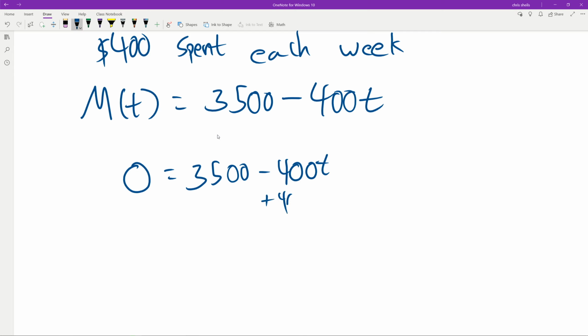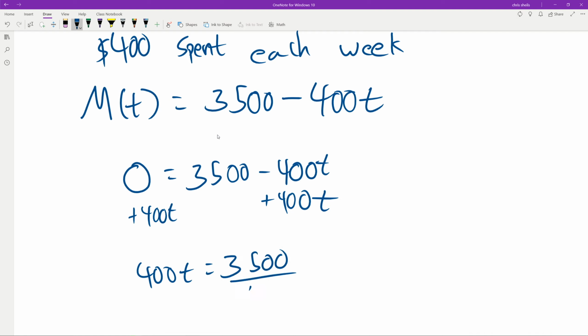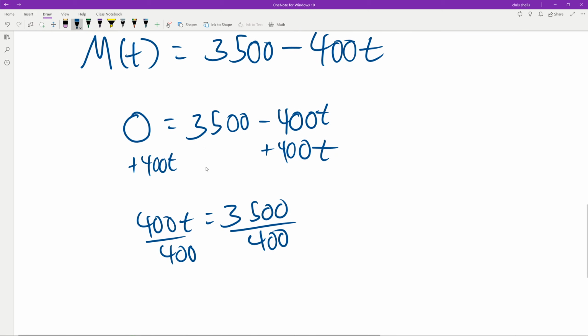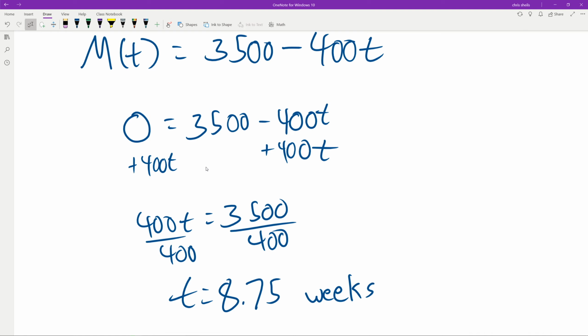See, if I add 400t to both sides, I get 400t equals 3,500. Then whenever I divide both sides by 400, I get t equals 8.75 weeks, because time is in weeks here, right? So this is the t value of my horizontal intercept. Of course, the m value here would be 0, right?